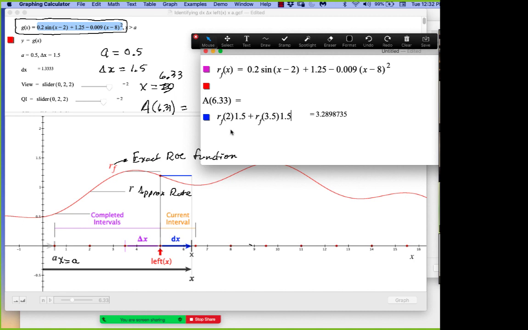Can we do RF of... Can you use any value within the range for the x, as long as it's within the interval? This is r sub f. So you tell me. This is the exact rate function. I'm using the exact rate. I didn't define an approximate rate function. So what's the answer to your question? No, it's okay. You're thinking about the approximate rate function, and that's great. So r sub f of 5 times 1.5.